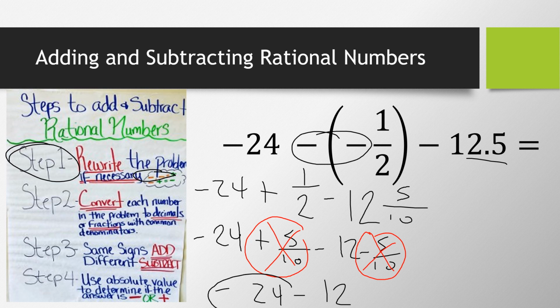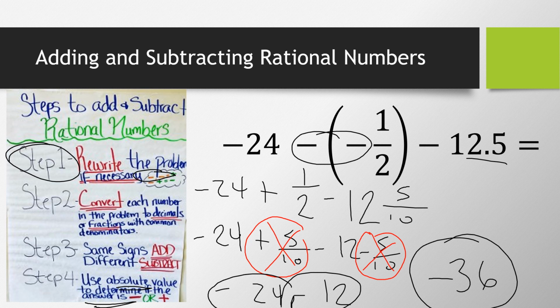Remember what we learned earlier. Same signs add, different signs subtract. These have the same sign, so you're going to add. That's going to give you 36. And is your answer going to be positive or negative? You're going to use absolute value. That's going to tell you that your answer is negative. Our answer is negative 36.